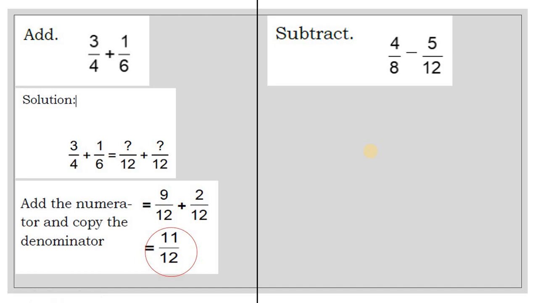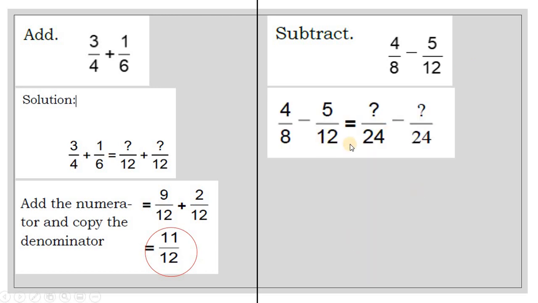Another example for the subtraction. 4 over 8 minus 5 over 12. Now, what is the LCM of 8 and 12? So, mag-list down tayo ng multiples ng 8 and 12. Kung ano yung pinakamababa na common multiple nila, then that will be our denominator. The least common multiple of 8 and 12 is 24. Okay? Now, we can proceed.